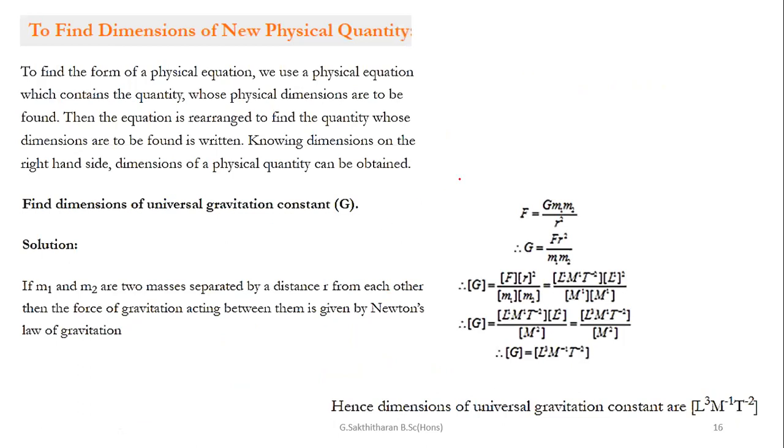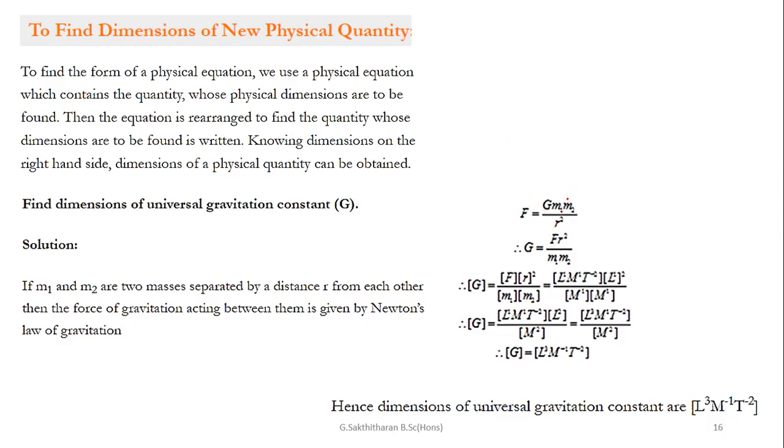Another application of the dimensions is to find the dimensions of new physical quantities. So how to find the dimensions of the new physical quantities? The examples of this: first one, find the dimensions of the universal gravitation constant. This one is gravitational field, which we will study in gravitational field. We study this equation F equal to G m1 m2 over r squared.